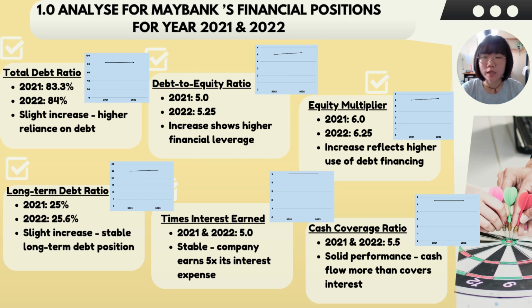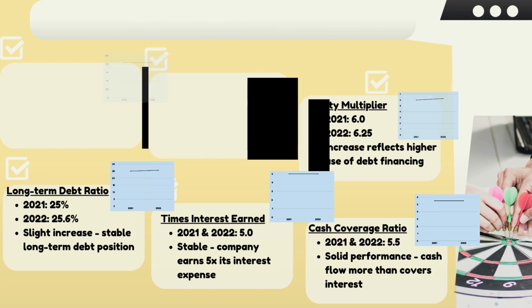Similarly, the equity multiplier increased, reflecting the higher financial leverage, and the long-term debt ratio showed a slight rise, suggesting a consistent use of long-term financing. Despite this, Maybank maintains strong coverage ability, with both the times interest earned ratio and cash coverage ratio holding steady at 5 and 5.5 respectively across both years, demonstrating the bank's continued ability to meet interest obligations comfortably.